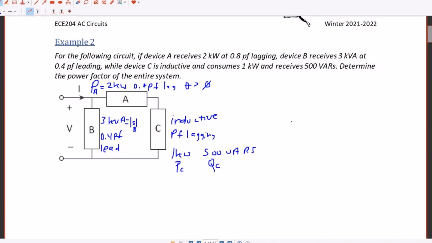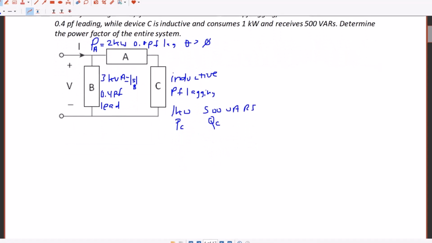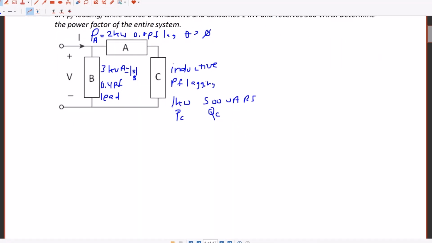So we're going to use our power triangles to solve this problem. What that means is for each of these elements of the load, I am going to draw a triangle and then use trig to find the values that I don't have so that I can find the power factor for the system. I need the total power.